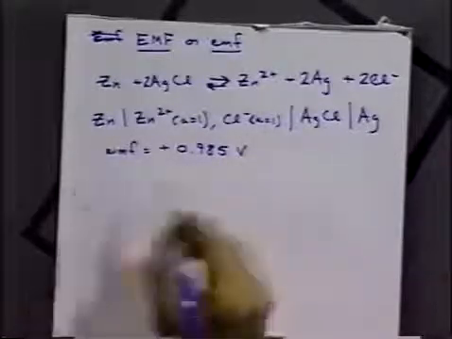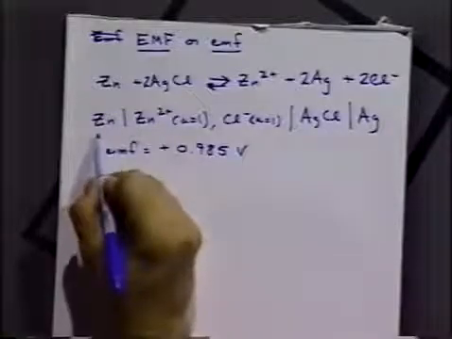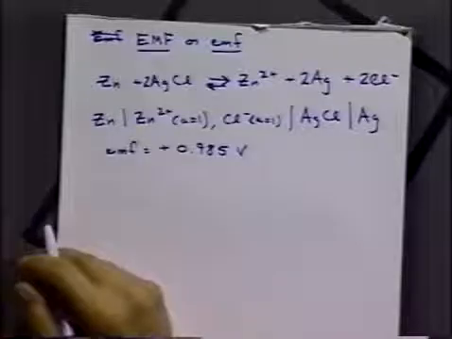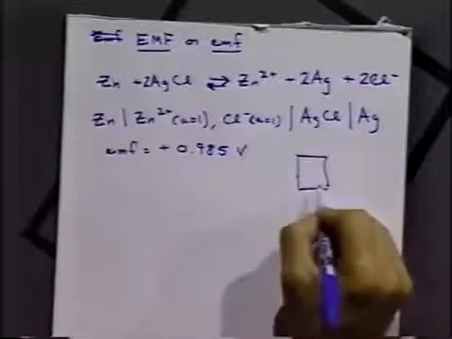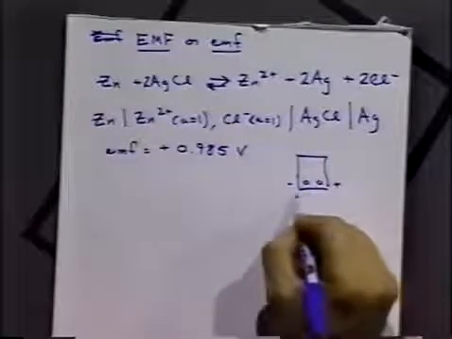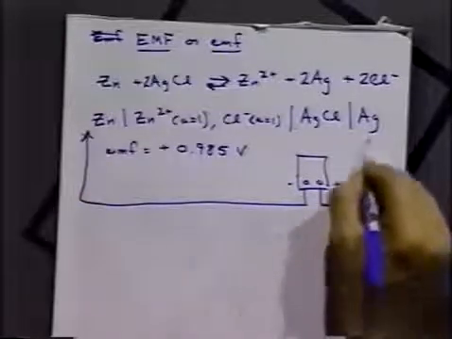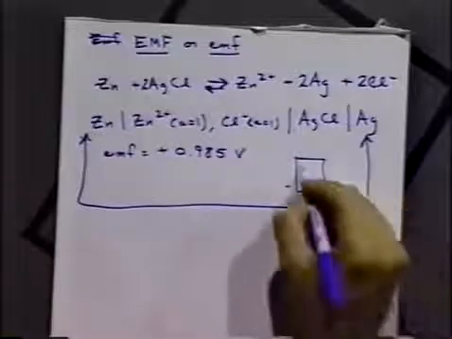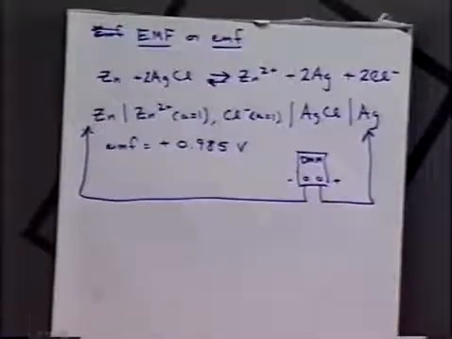Now that kind of EMF would be measured by measuring the silver wire potential versus the zinc wire potential. In other words, if we had a multimeter, it has a negative lead and a positive lead, and we would hook the negative lead to the zinc wire, and the positive lead would be hooked to the silver wire, and that would be how we'd measure our EMF. So say we have a DMM, digital multimeter.